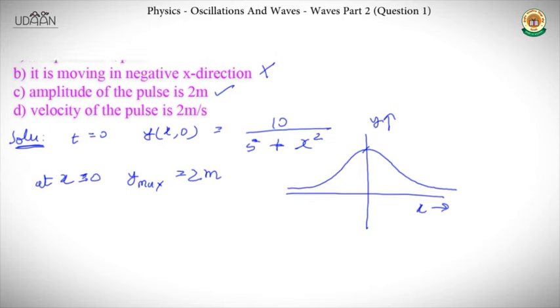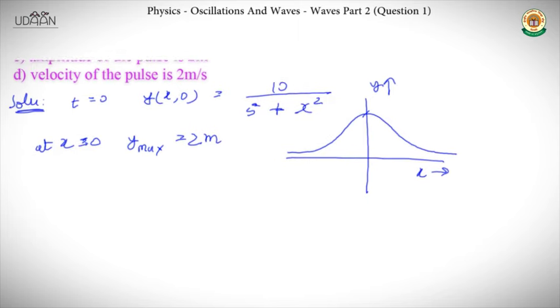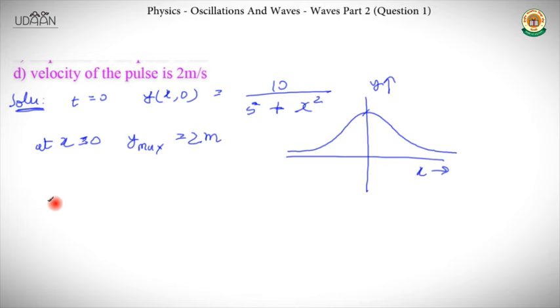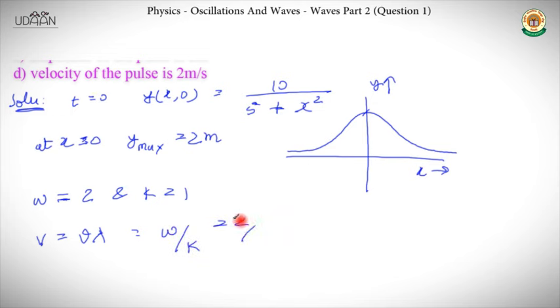And now for option D, to verify it, you have two ways. One is a direct method. From the equation you can directly identify the value of omega to be 2 and the value of k as 1. Basically omega is simply the coefficient of t, and k is simply the coefficient of x. So from here we have already studied that v is equal to nu lambda. By substituting relevant expressions in the form of omega and k, we get it as omega by k, which is equal to 2 by 1, that is 2 meters per second.